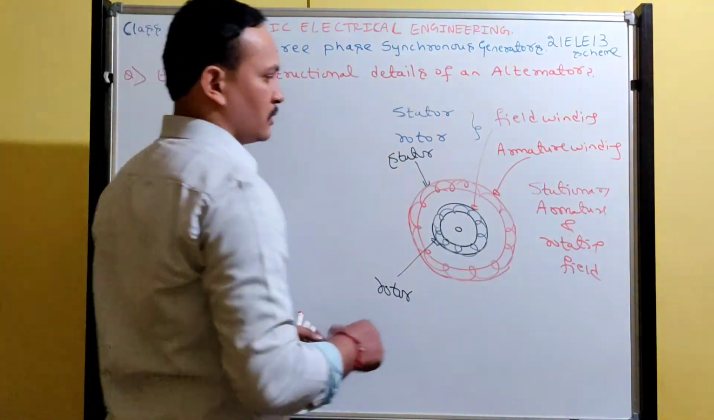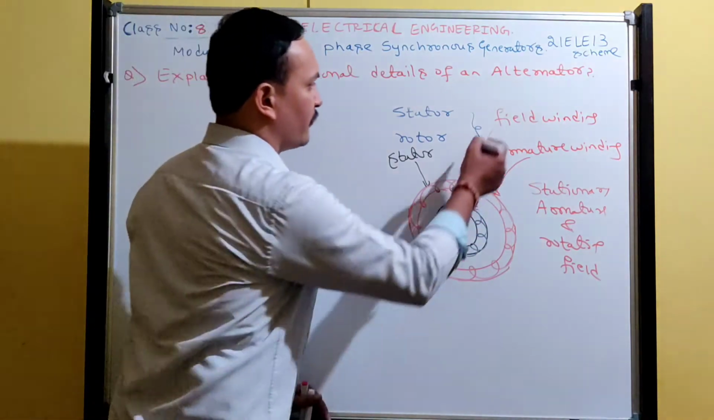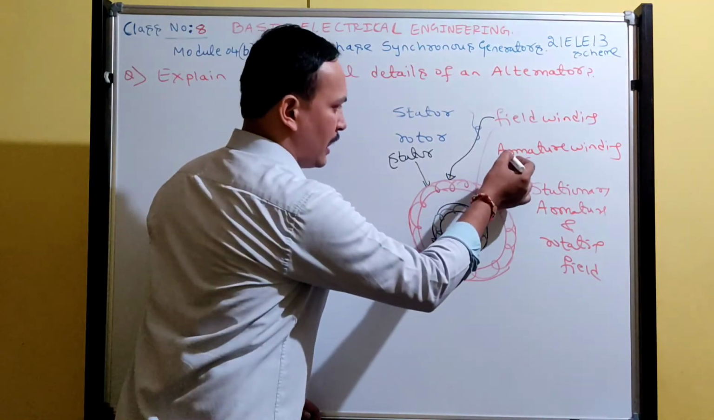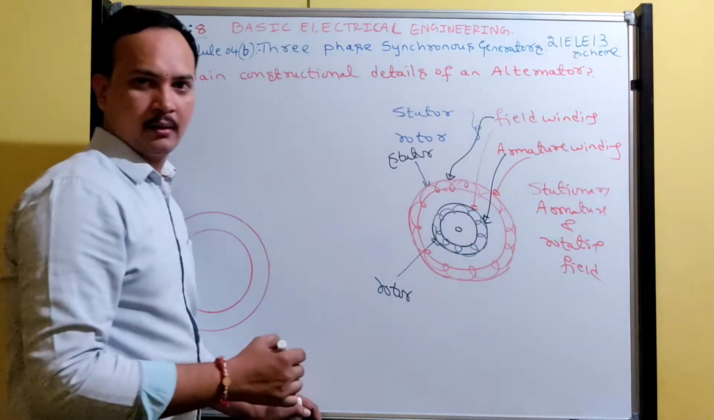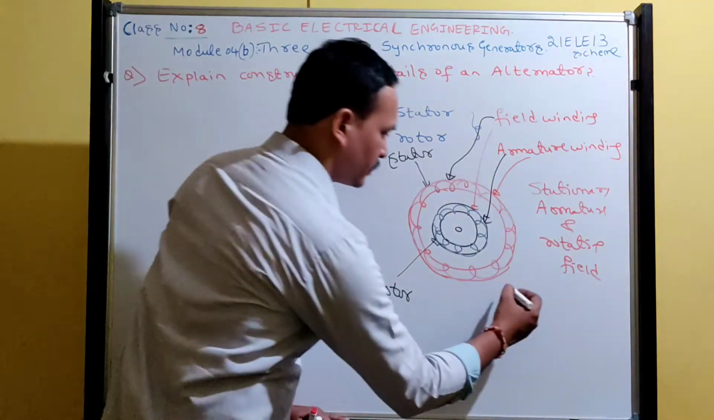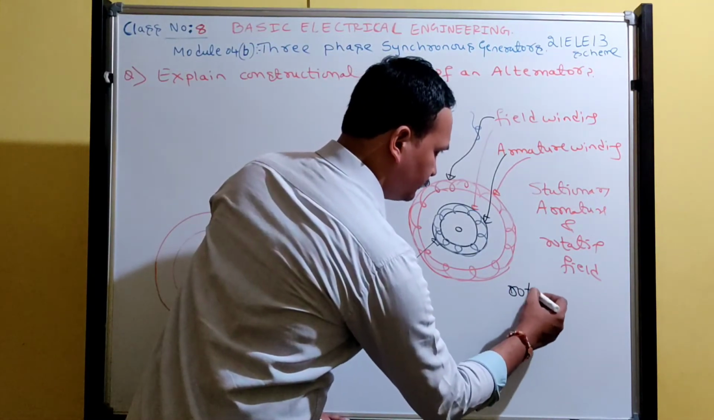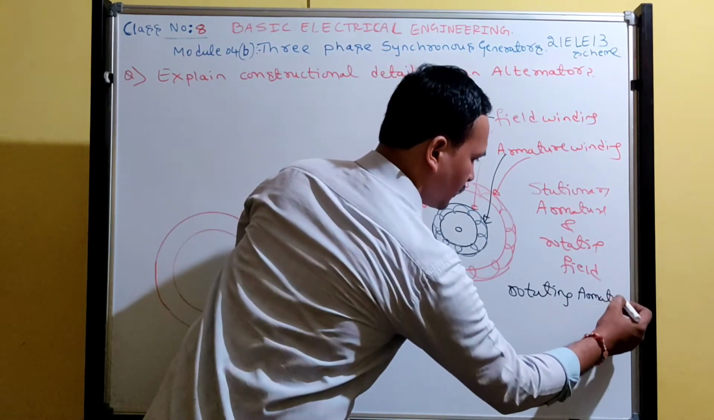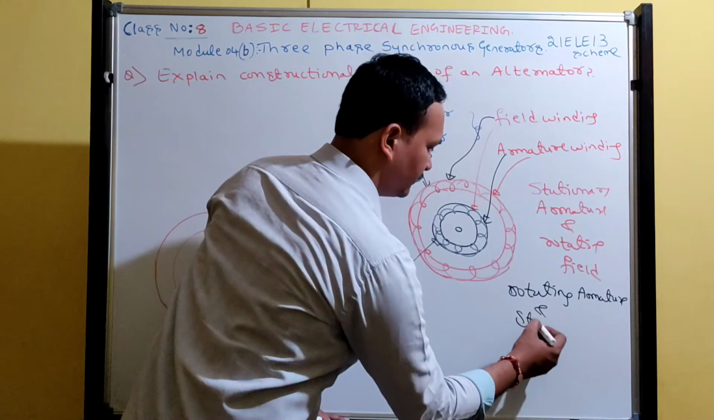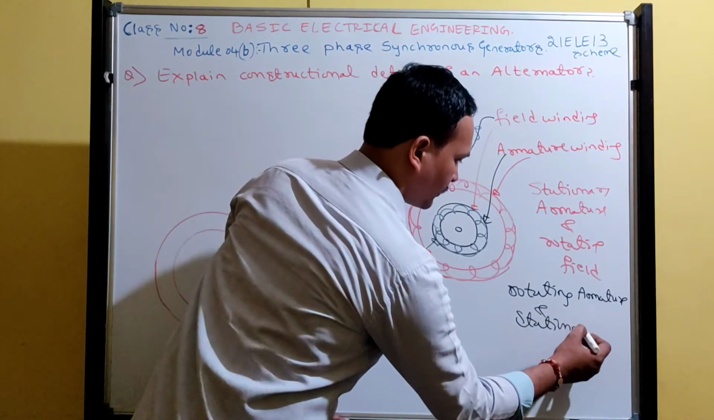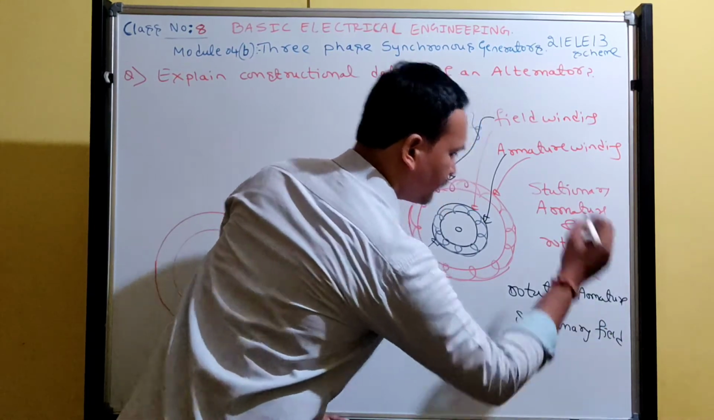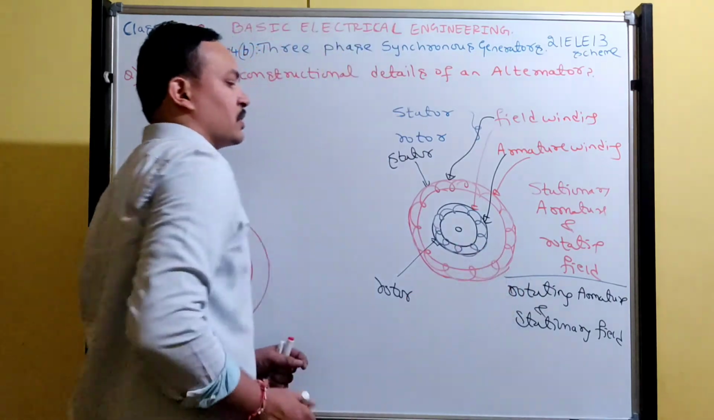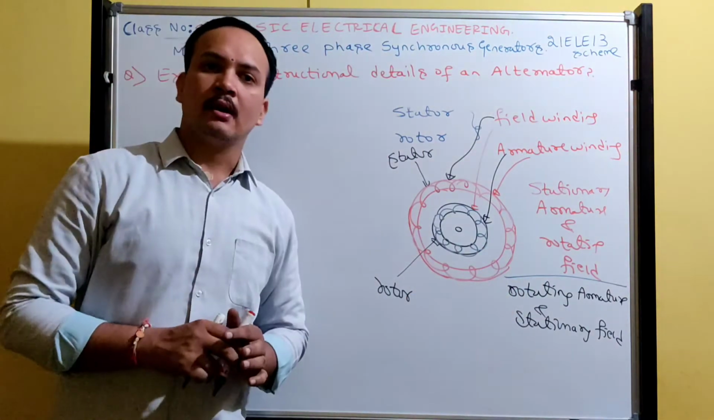Next, now I am going to interchange. Put the field winding in the stator and the armature winding in the rotor. Then what should we call it? Rotating armature and stationary field. These are the two possible ways manufacturers are going to design the alternator.